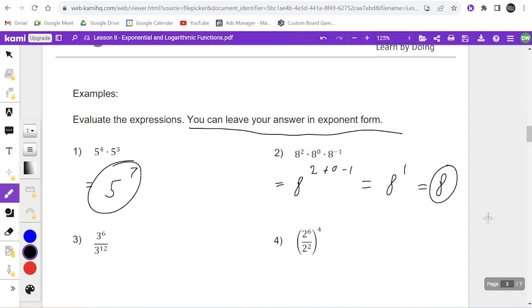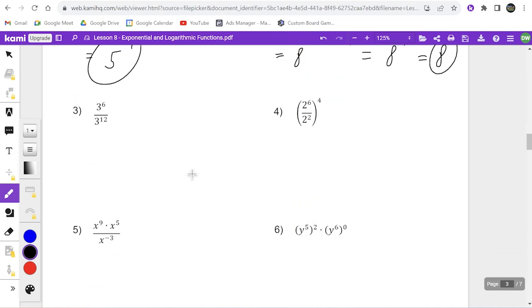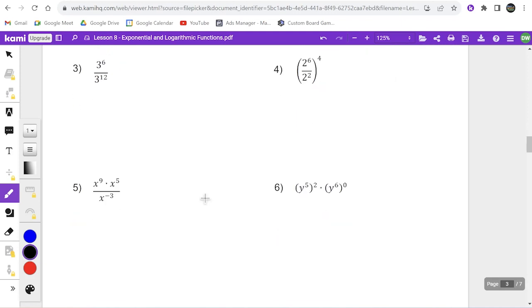Okay. Can someone help me do number 3? What am I going to do for number 3? Since it's division, it's going to become subtraction. So in other words, it's 3 to the 6 minus 12 power, which becomes 3 to the negative 6. And 3 to the negative 6, hey, that's a negative exponent.